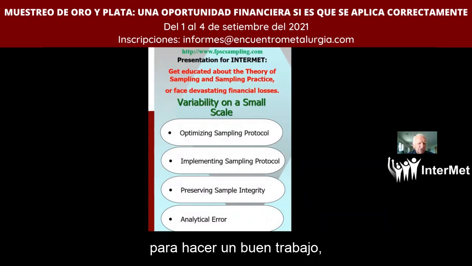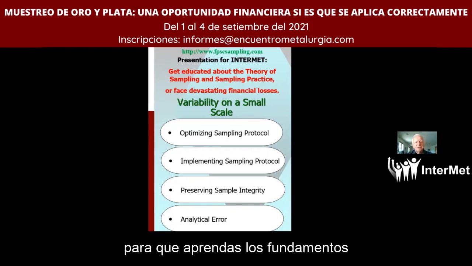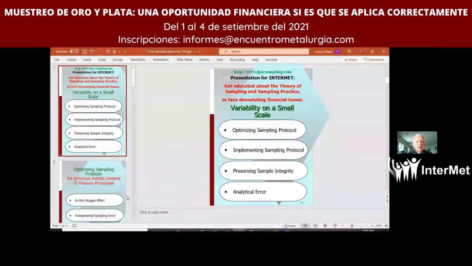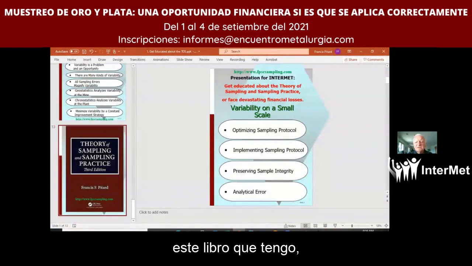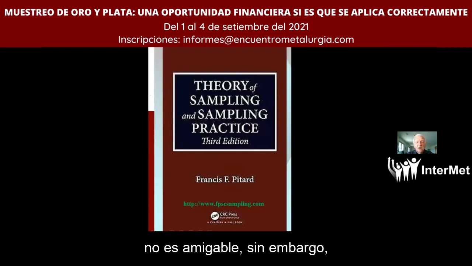So in order to do a good job, you have to do two things. First, you have to follow a short course like this one, so you get the fundamentals, and that clears up your mind a little bit before you go to something more complex on your own, such as going through a textbook like the one I have. You know, this one, for example, is a big book. It's about 700 pages. It's not friendly. However, if you go through a 4-day course first, like the one we offer you in September, going through that book will be much easier.